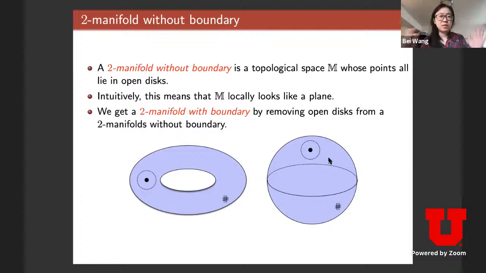And what is a one manifold? In a one manifold, if you have a straight line, you look like it's a line, right? It's R1, okay?